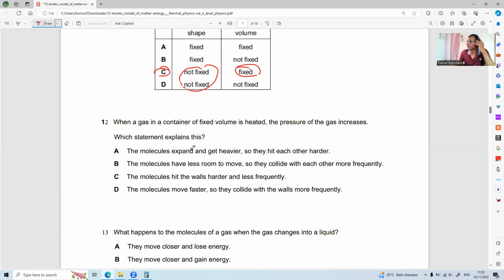When a gas in a container of fixed volume is heated, the pressure of the gas increases. Which statement explains this? The molecule expands and gets heavier. Ça mentit, hein? The molecule have less room to move, so they collide with each other more frequently. Fixed volume. Mentit. The molecule hits the wall harder and less frequently. No. Hit the wall harder, oui, more frequently. The molecule move faster, so they collide with the wall more frequently. Ça, c'est la réponse.